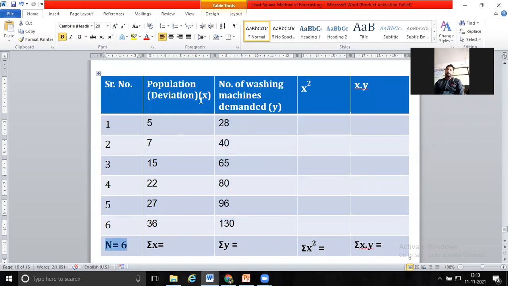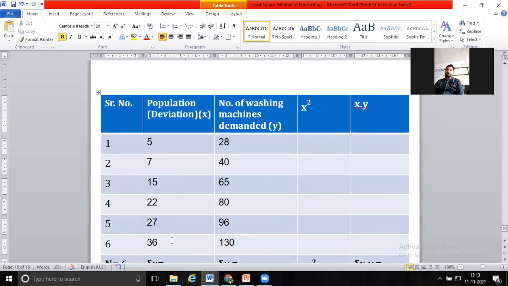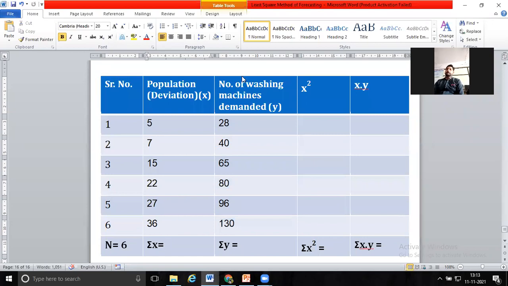From the population deviation column, we will come to know the summation of x. Do the calculation for the summation of x. Then from the number of machines demanded column we will come to know the summation of y. Calculate the summation of y by adding all the demands and write it down in the bottom row. Then the next column is x square, that is the square of deviation. So 5 square is 25. Deviation is 5, square is 25.